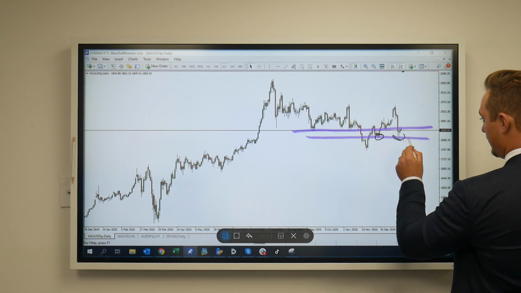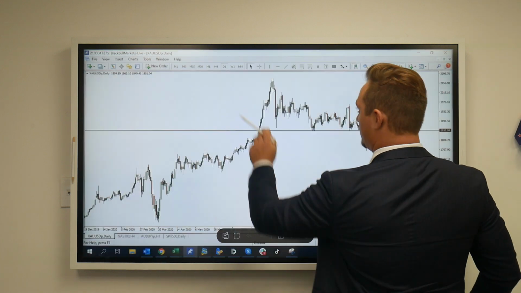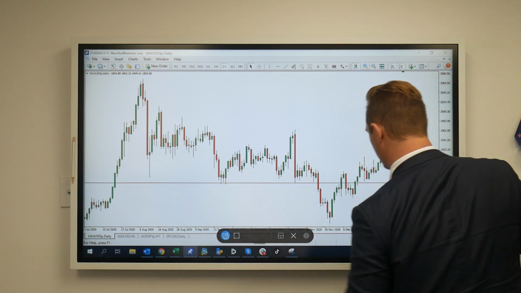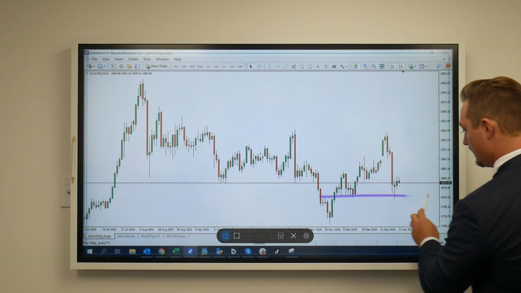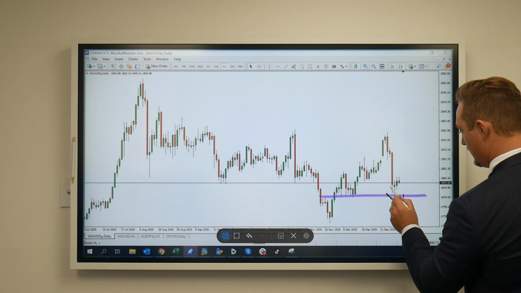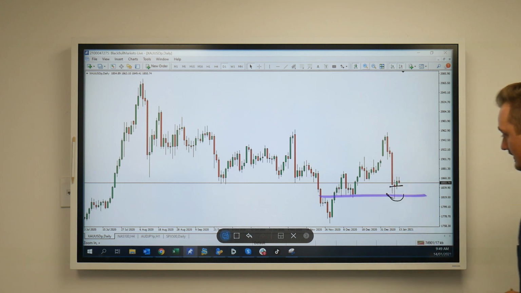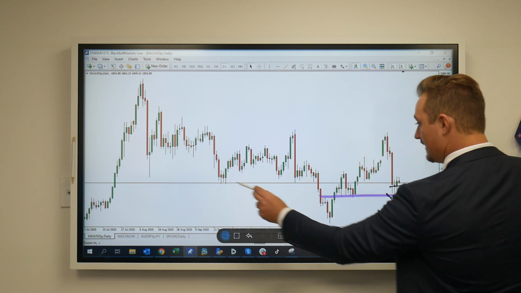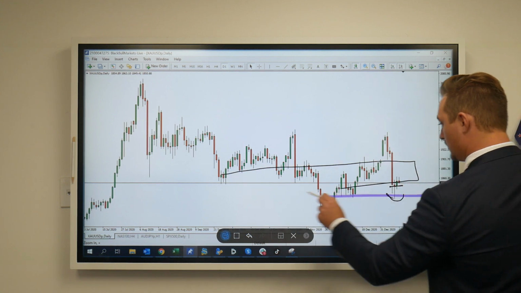We do see this very big rejection. I'll zoom in for you guys a bit more so you can see a bit better. Here's that support we're sitting on. Massive rejections from the wicks. We're seeing the candles starting to make higher highs and higher lows, which could indicate a push higher. So we're really stuck inside of this really big consolidation zone.